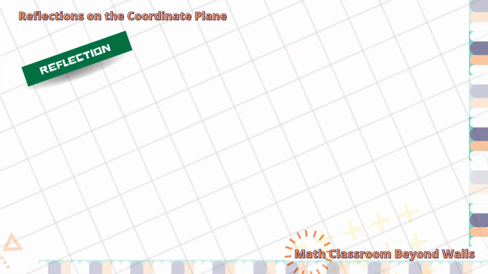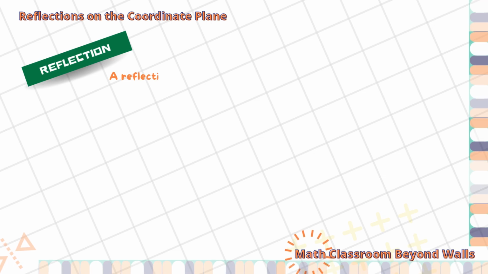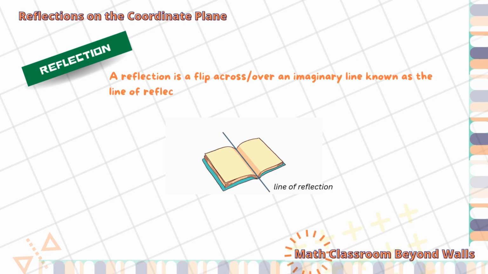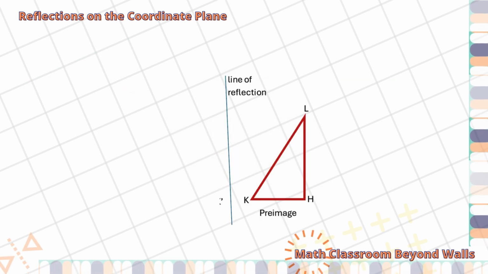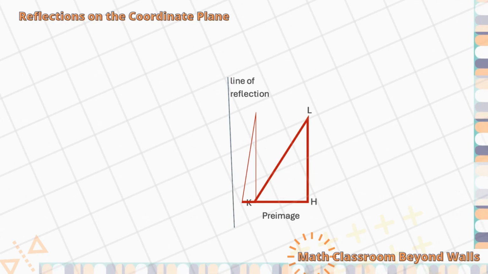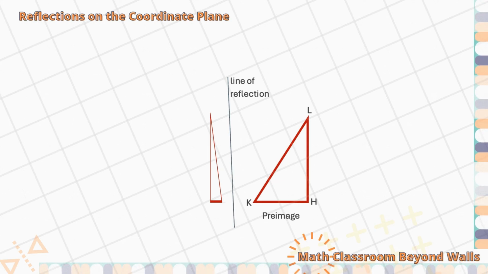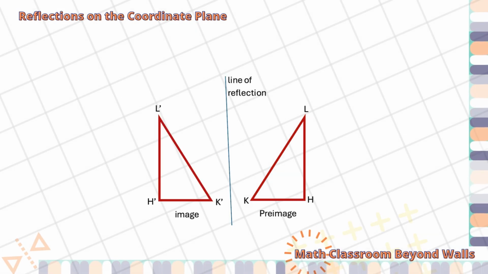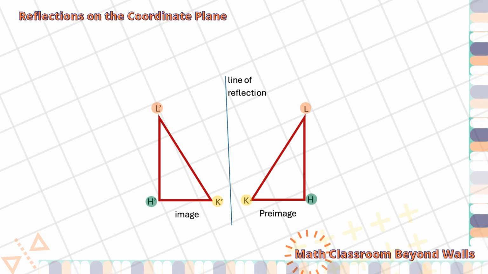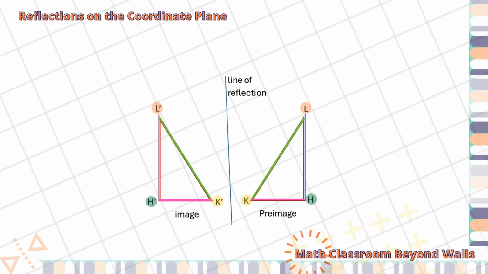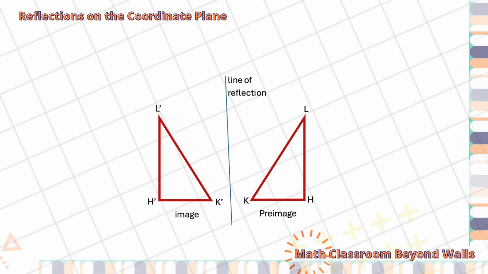Let us recall what a reflection is. A reflection is a flip across or over an imaginary line known as the line of reflection. After the reflection, the preimage and the image are congruent. That is, the corresponding angles and corresponding sides are preserved. But the image is facing in a different direction.